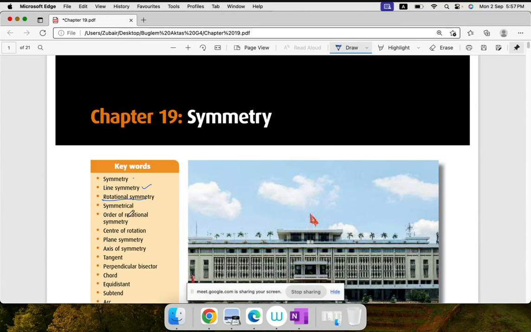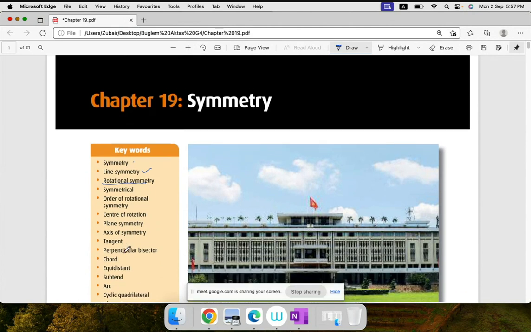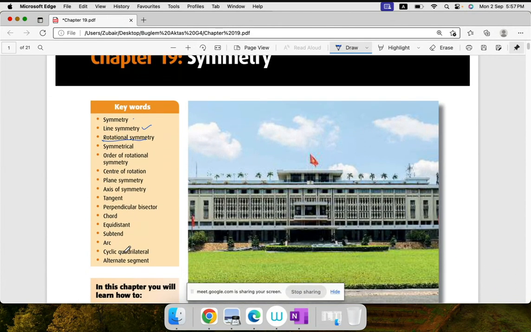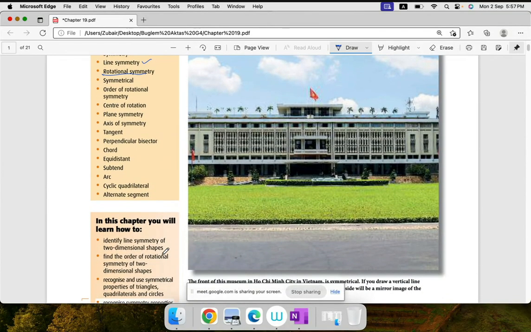So the terms are: symmetrical order of rotational symmetry, center of rotation, plane symmetry, axis of symmetry, tangent, perpendicular, bisector, chord, equidistant, subtend, arc, cyclic quadrilateral, and alternate segment.